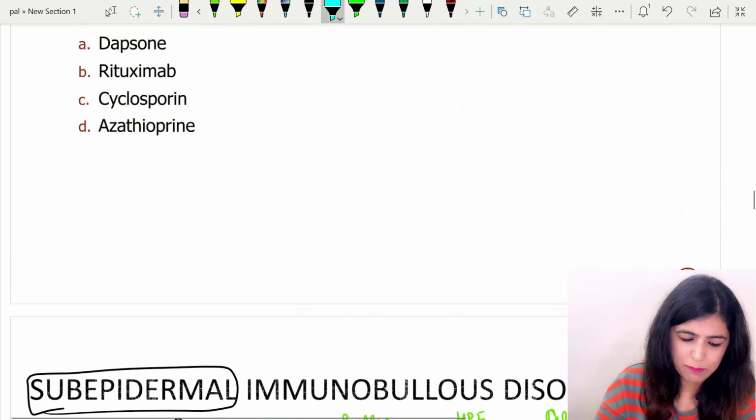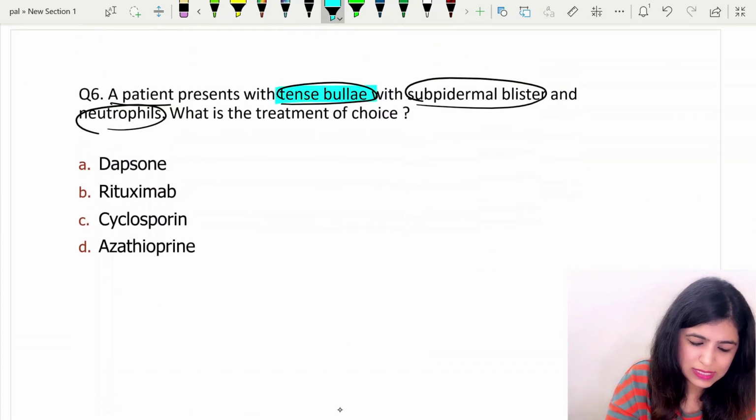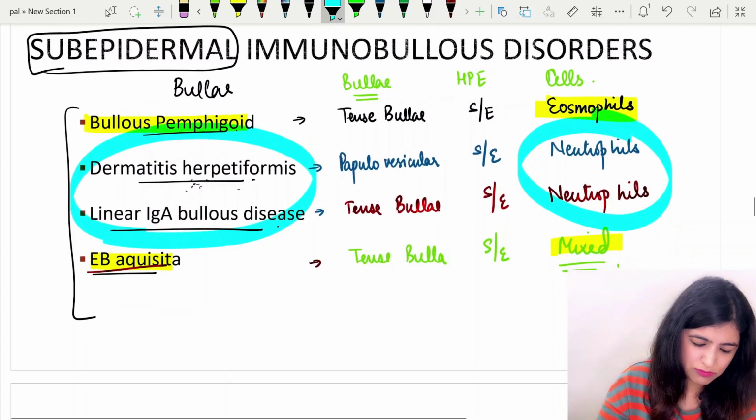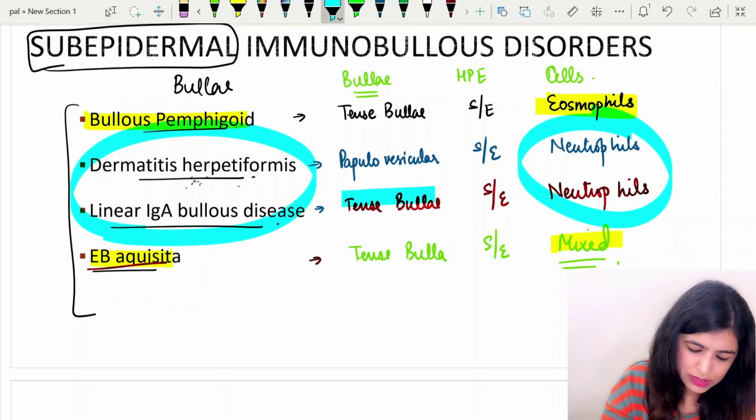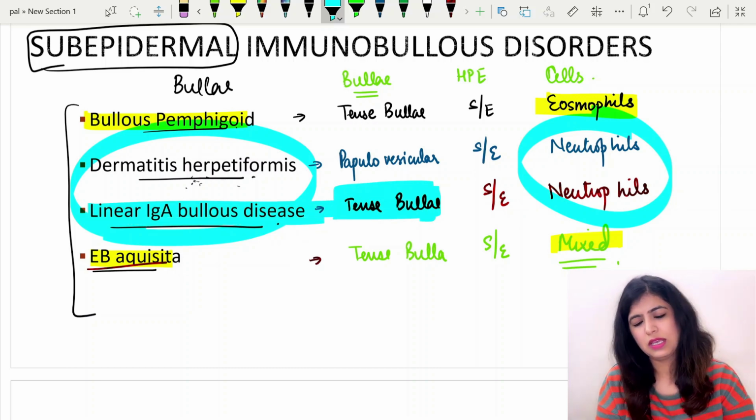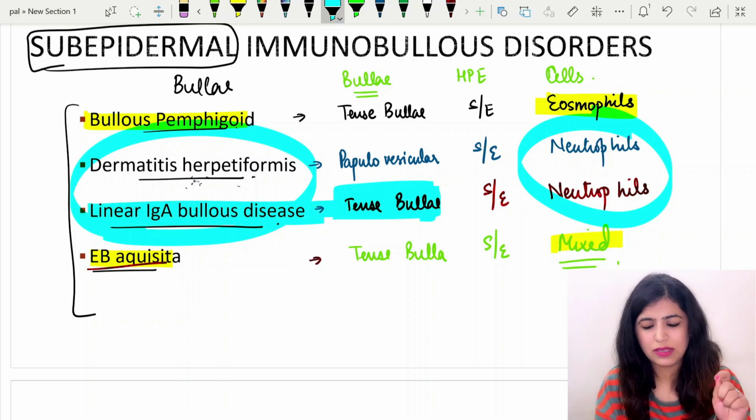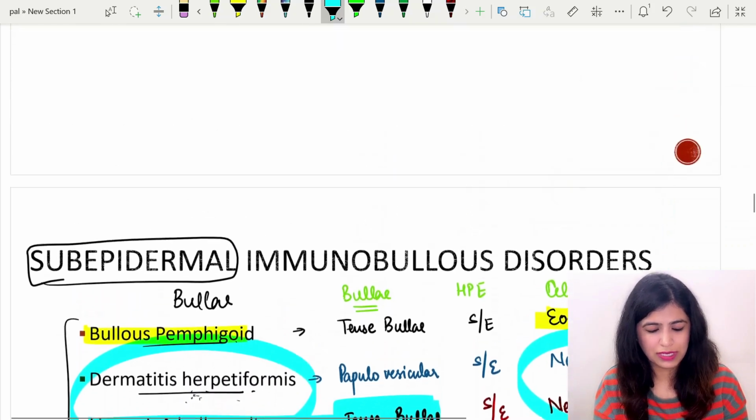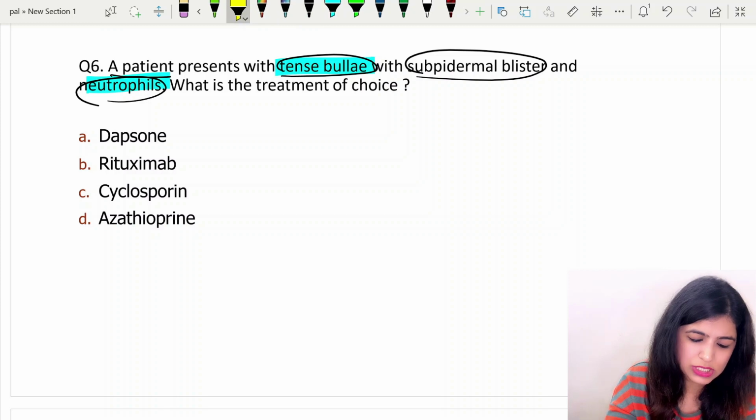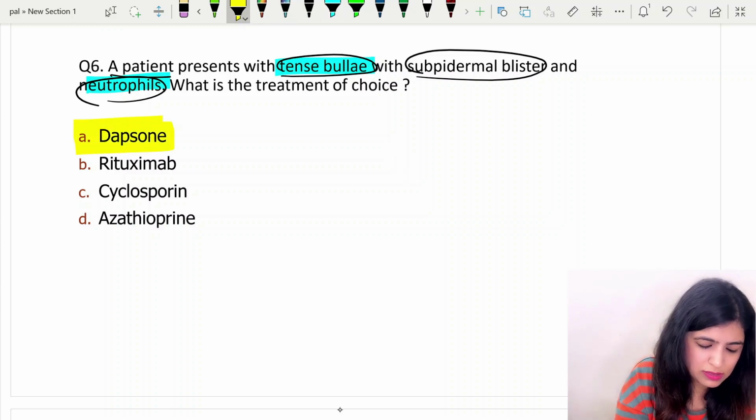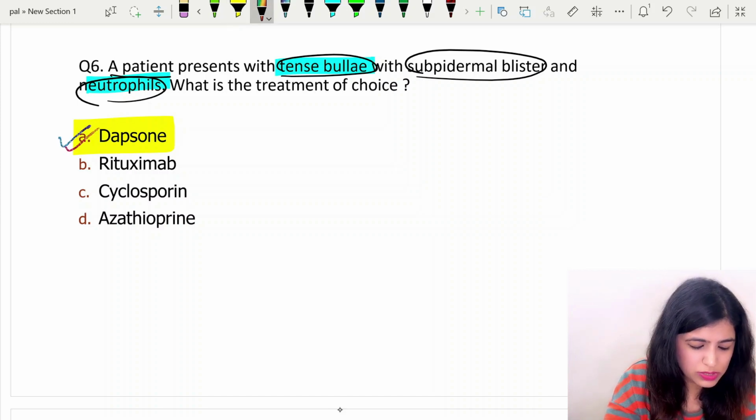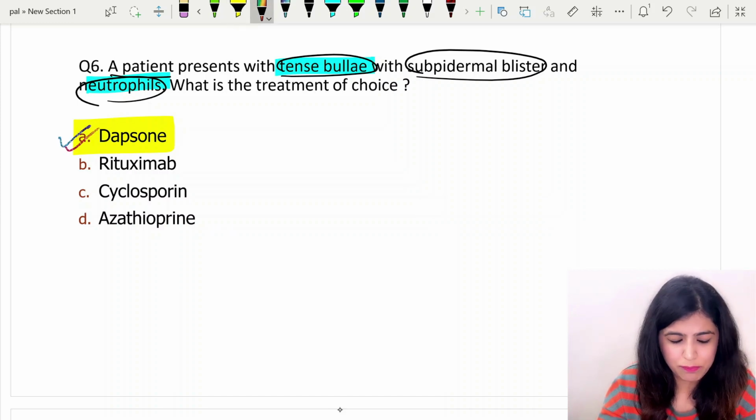Now let us come back to the question. It says tense bullae and neutrophils. So which of these has tense bullae? The tense bullae are present in linear IgA bullous disease. So the question is actually referring to linear IgA bullous disease. What is the drug of choice in linear IgA bullous disease? The drug of choice for LABD is dapsone. Okay, so the answer to this question is A, dapsone.